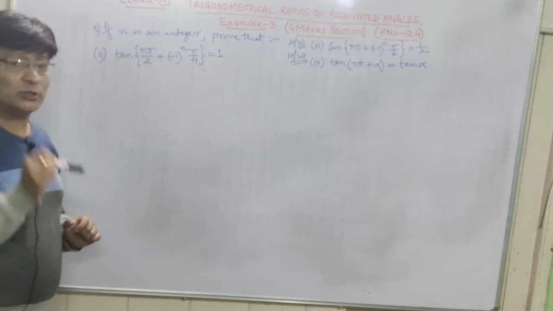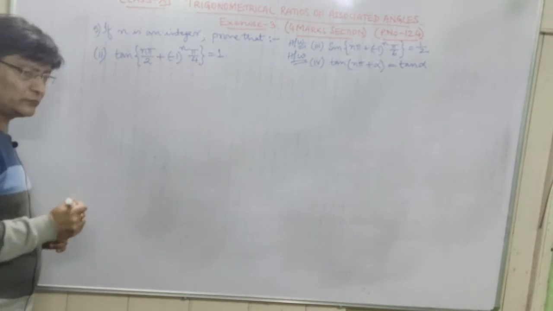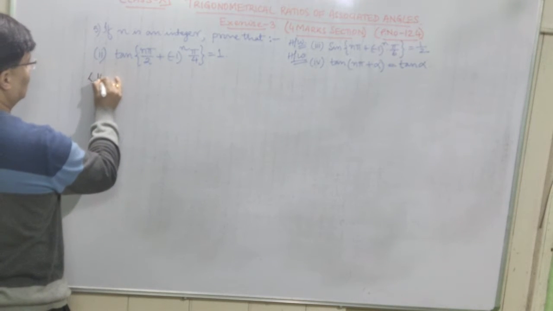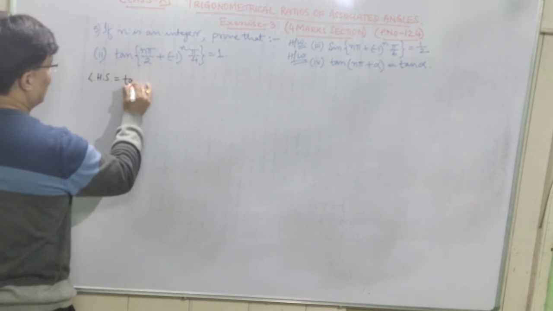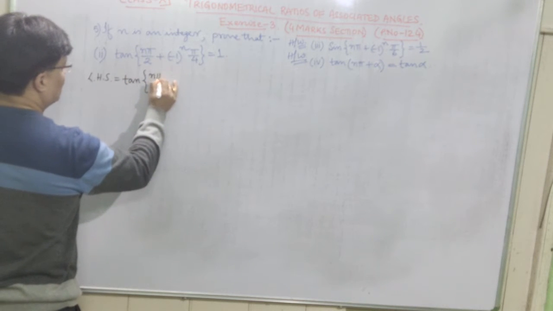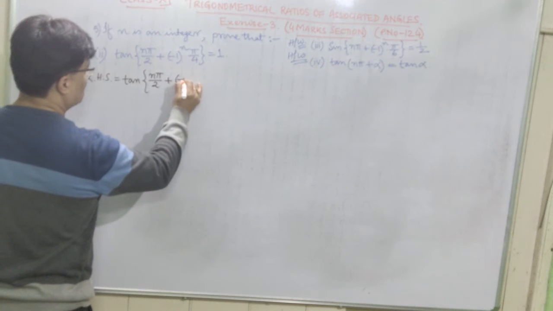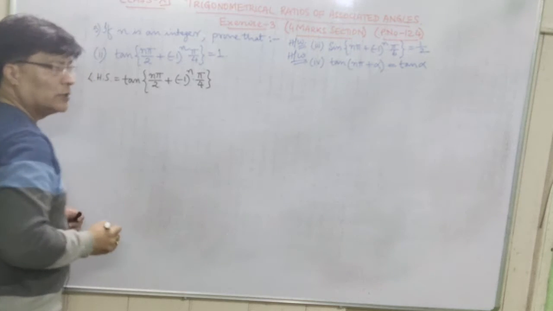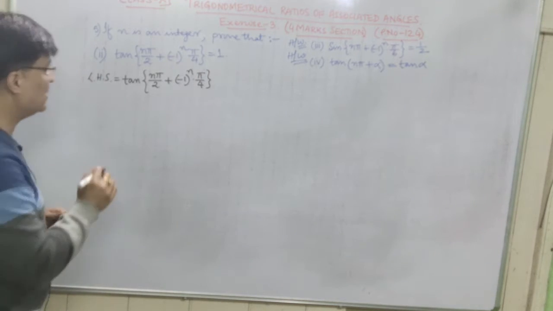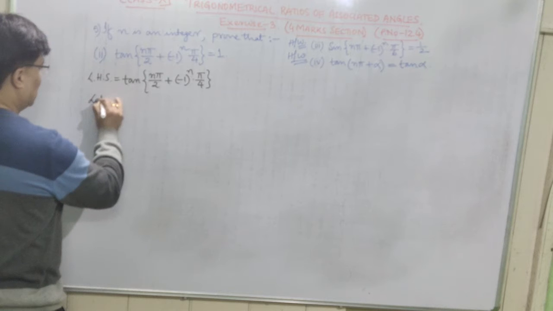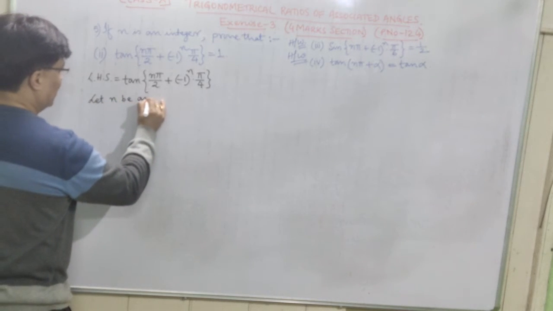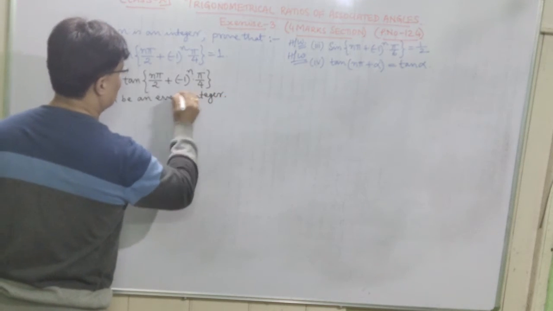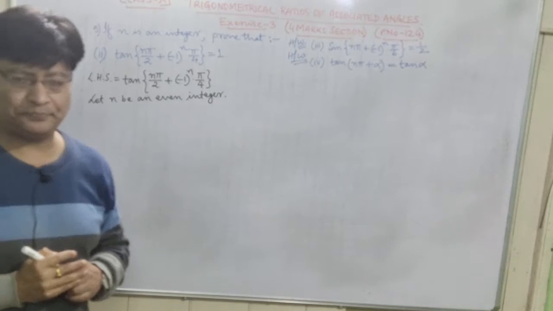So let us do this question number 2 here, right? So let us prove this LHS is equal to 1. So let us write down left hand side here. So LHS is equal to tan within second bracket n pi by 2 plus minus 1 whole to the power n into pi by 4. So let us assume n as an even integer. Let n be an even integer. Here also you have to assume n as an even integer as well as odd integer.